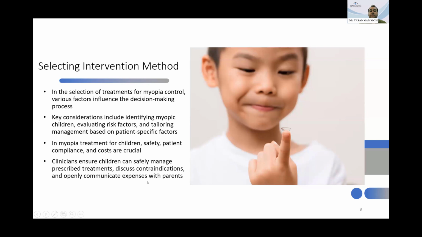We need to discuss contraindications and openly communicate expenses with parents. Probably us clinicians in the examination room, we do not like to talk about costs. I know in some countries it's not even ethical, but you need to start preparing your patients so that when you communicate with the hosts at the counter area in the sales department, they won't be, let's say, shocked.